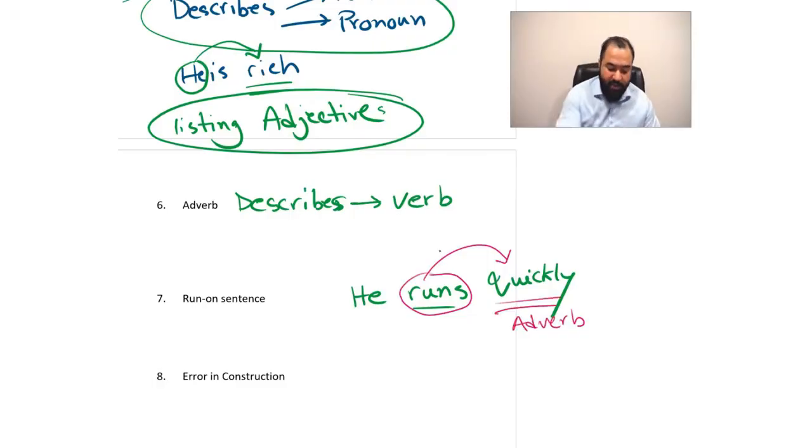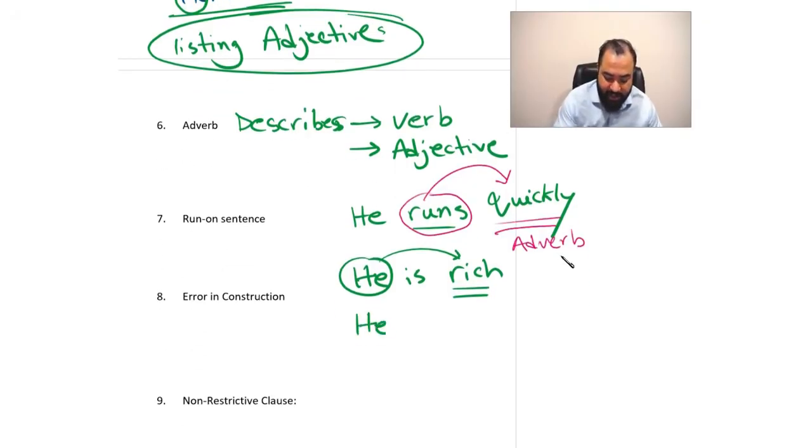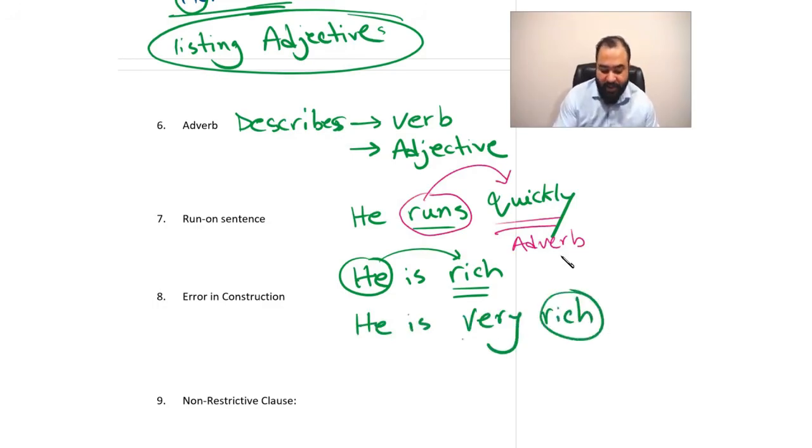Now, an adverb can describe an adjective as well. You'll be like, what do you mean by that? So I'll give you an example. He is rich. Here, he is the pronoun, and it was explained by rich, so rich is an adjective. How can I describe this adjective? I can say, he is very rich. The word rich, which is an adjective, can be described further by the word very, which is an adverb. So an adverb describing an adjective.